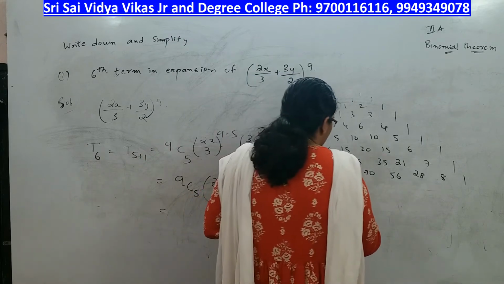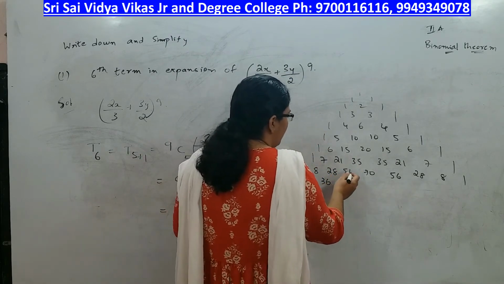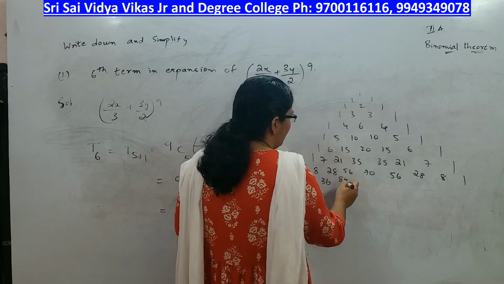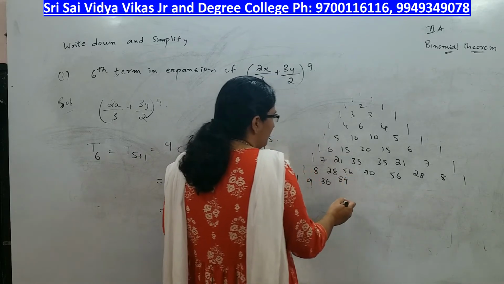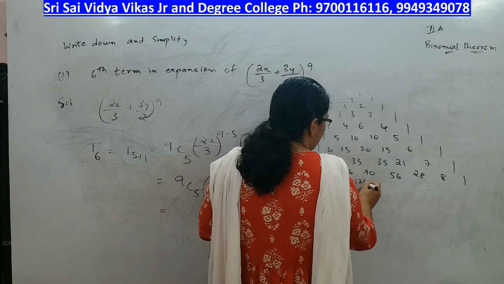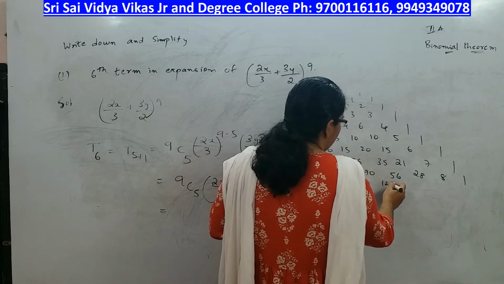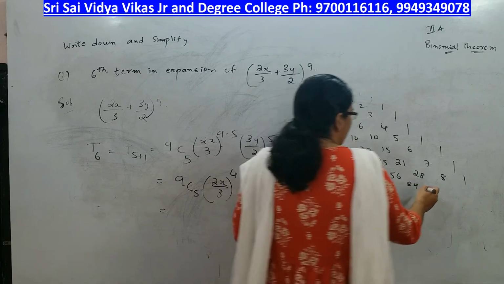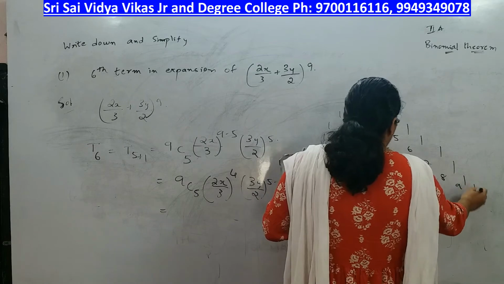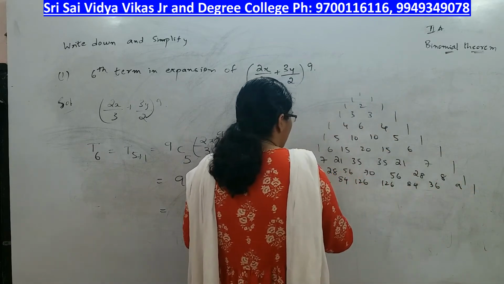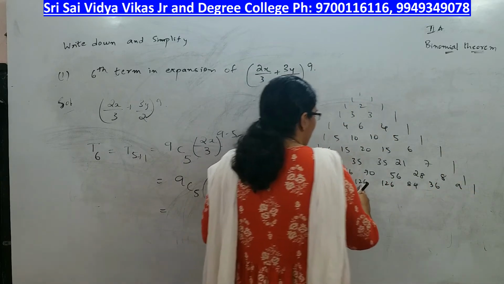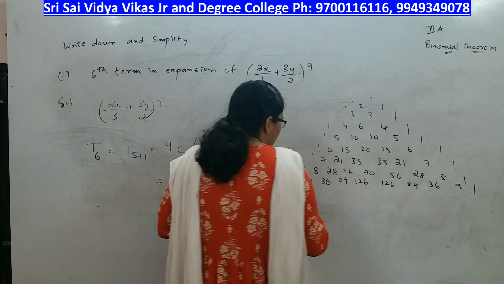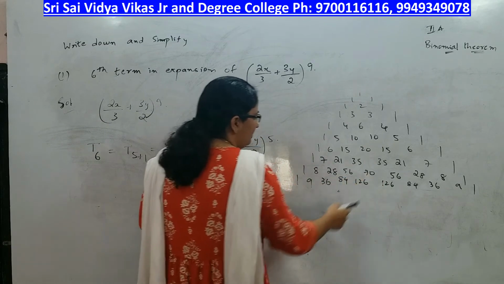This is 84 (78 plus 6), this is 126, 126, 84, 36, 9, 1, which are 9C0, 9C1, 9C2, 9C3, 9C4, 9C5 and so on, so 9C5 is 126.